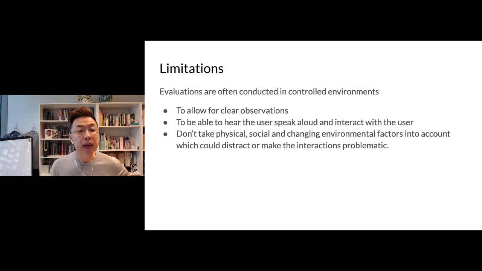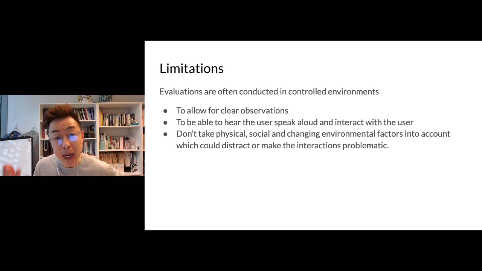But the limitation of user testing with usability testing here is that it's often done in a controlled environment, usually in a room that's very quiet. Why? Because we want to be able to observe clearly what people are doing. We also want to be able to hear them speak, and we want to interact with the user without any noise and confusion and distraction. Okay. The problem is that this kind of testing takes place where there are no physical, social, or changing environmental factors.